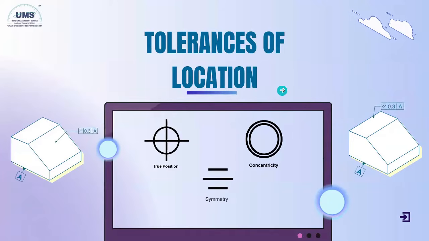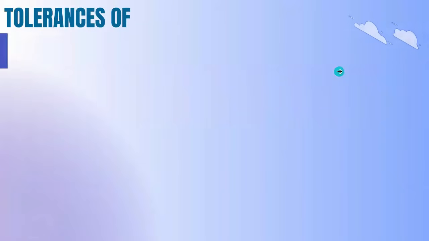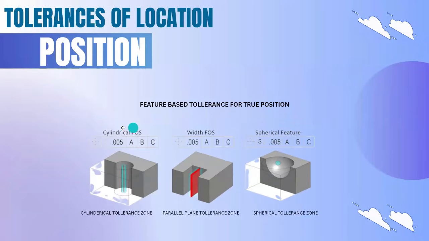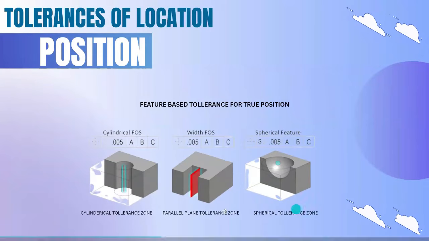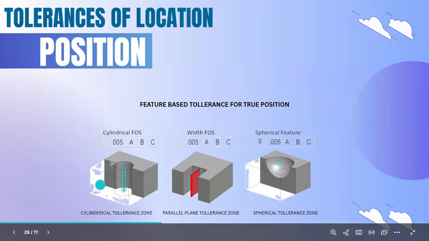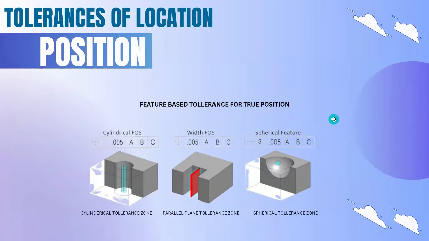So next, tolerances of location. In location, we have true position, concentricity, and symmetry. These are the tolerance zone shapes with respect to the feature. For a cylindrical feature, the zone will be a cylindrical tolerance zone. For a plane, a parallel plane tolerance zone, and for a spherical feature, it will be a spherical tolerance zone.